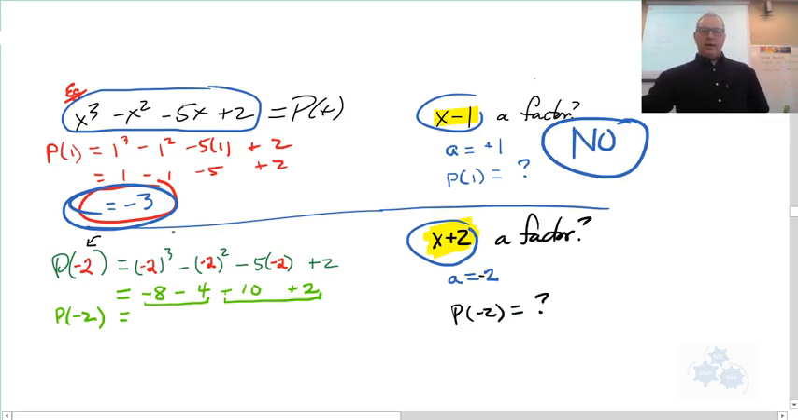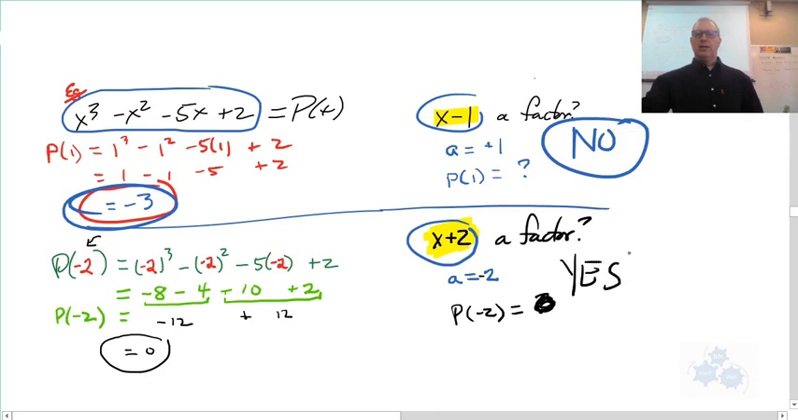So what do we have? Well, negative 2 cubed is negative 8. Negative 2 squared is positive 4, so that's going to be negative 8 minus 4. This is going to be a plus 10 and a plus 2. So that's going to be negative 12 here, plus 12. That's going to be 0. So p of negative 2 is 0. So according to the factor theorem, x plus 2 is a factor. Yes, it is. x plus 2 is a factor.